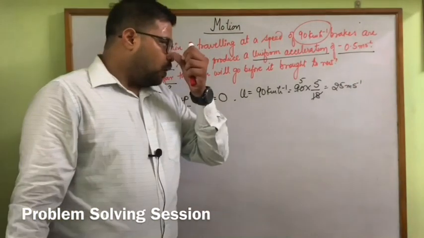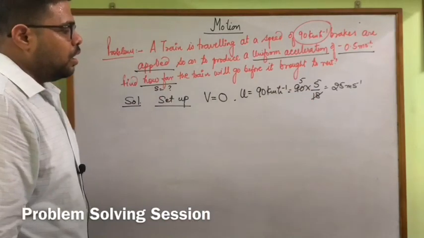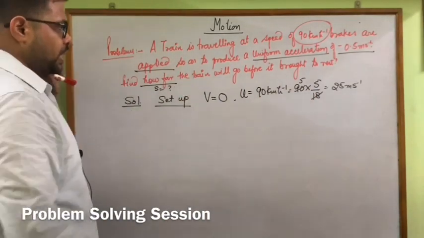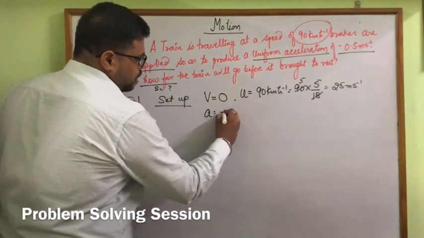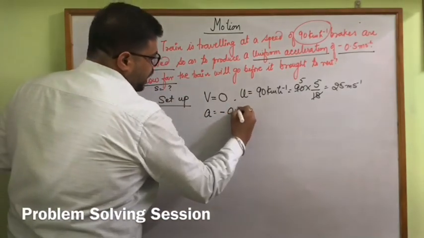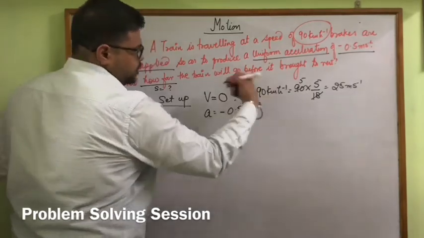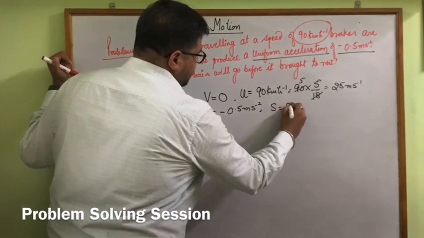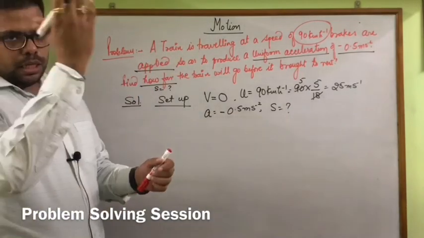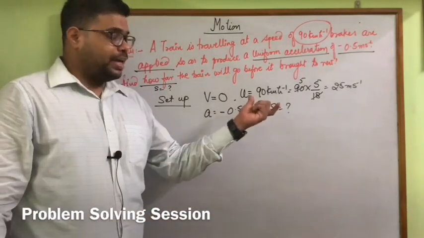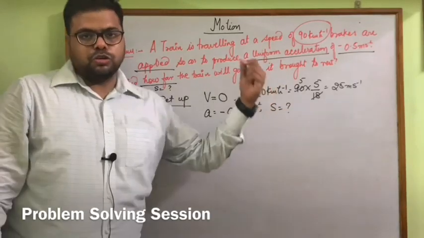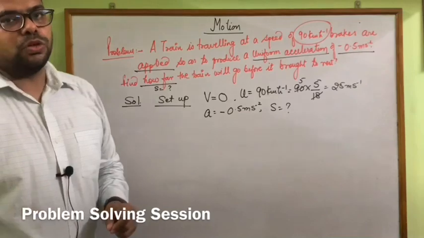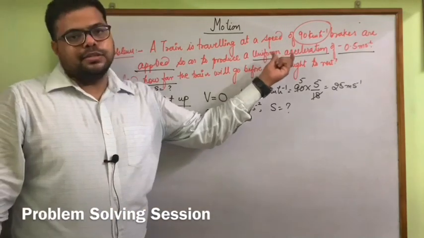Now here we can use another piece of information: acceleration a is given, no problem, 0.5 meter second inverse square, also called retardation. Now we have to find out the distance traveled. So any equation, because we have to use equation of motion, because the word we got is uniform acceleration, and all the equations of motion are valid when we find this kind of word.